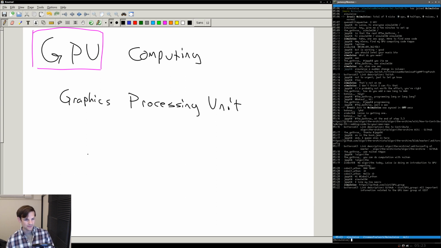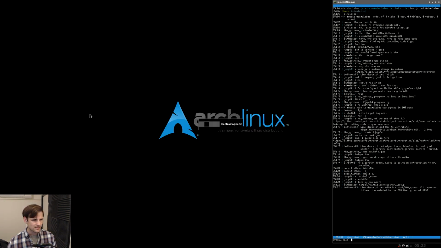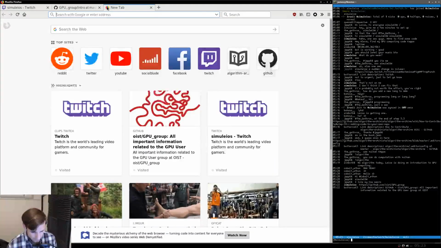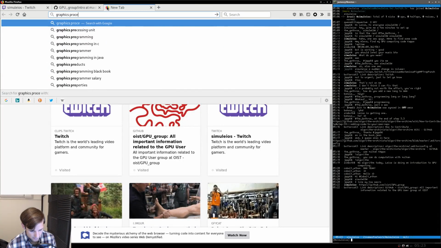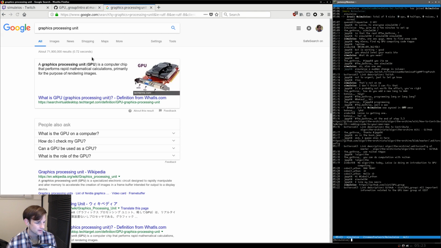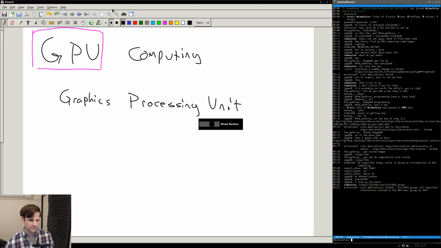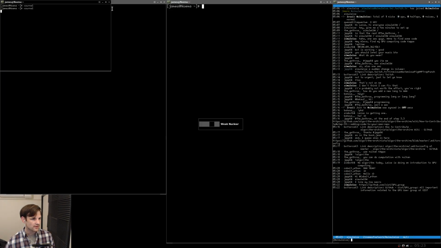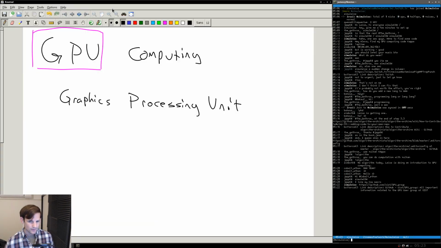The graphics processing unit, which, by the way, is actually not graphical processing unit. It's graphics processing unit. I'm like 90% sure. It drives me nuts. I always get it wrong. It's not graphical, it's graphics. Oh well, doesn't matter. I don't know why I always think it's supposed to be graphical. Anyway, I clearly don't know what I'm talking about.